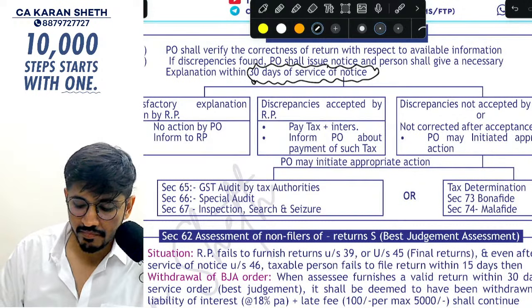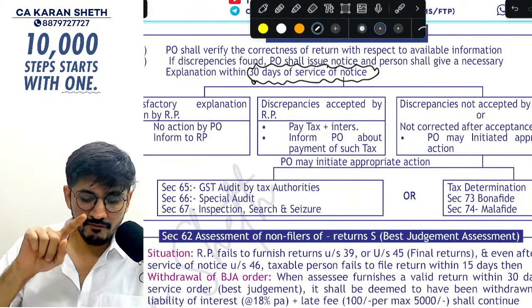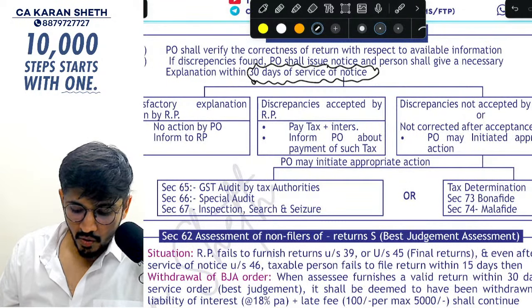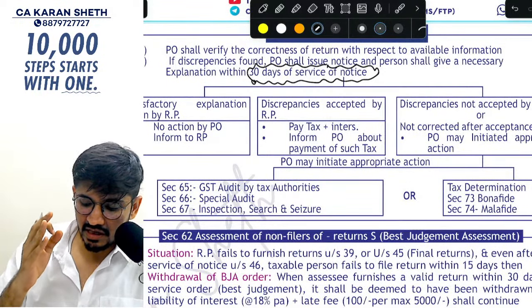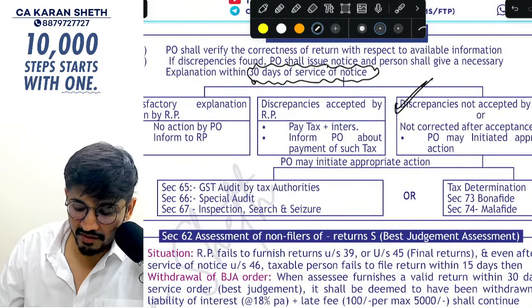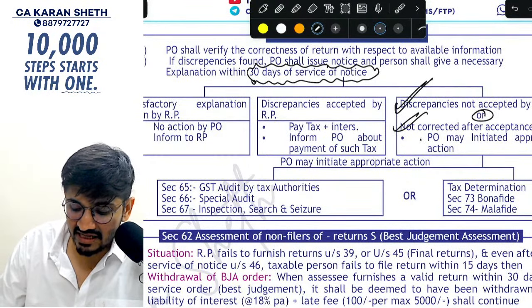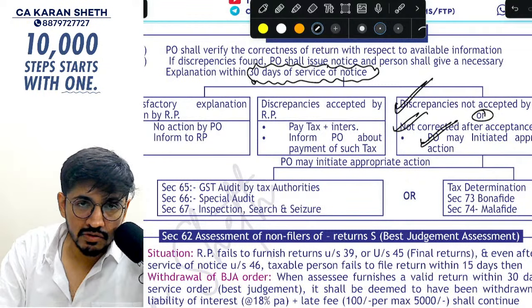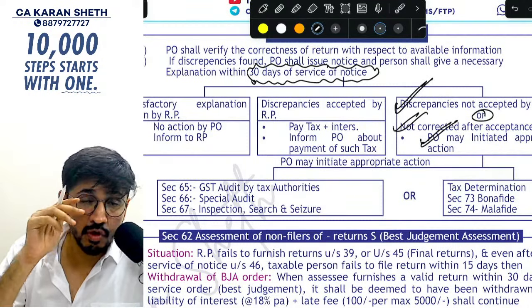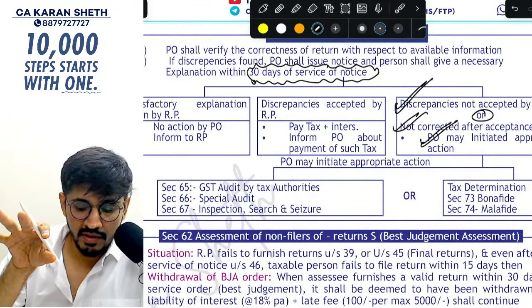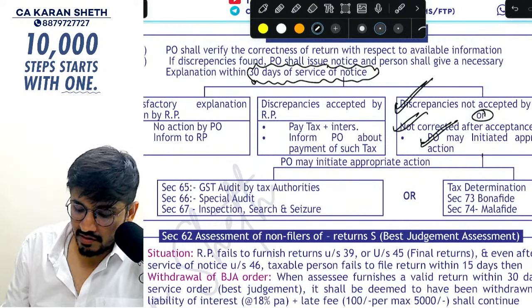Very simple. Understand, now either you have not given a satisfactory reply, right, or you have not accepted the discrepancies, or the discrepancies are accepted but the action of payment of tax is not taken, right? So either you don't accept the discrepancies, or you accept it but you don't take the action, so eventually you have done nothing. Then in that case, moving ahead, the proper officer will now take action.